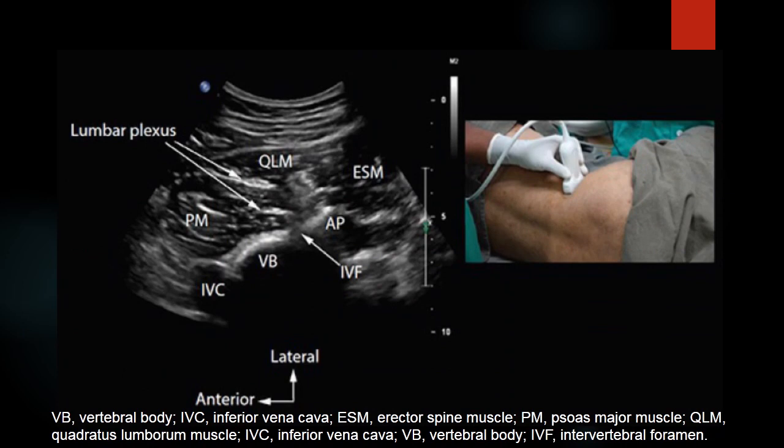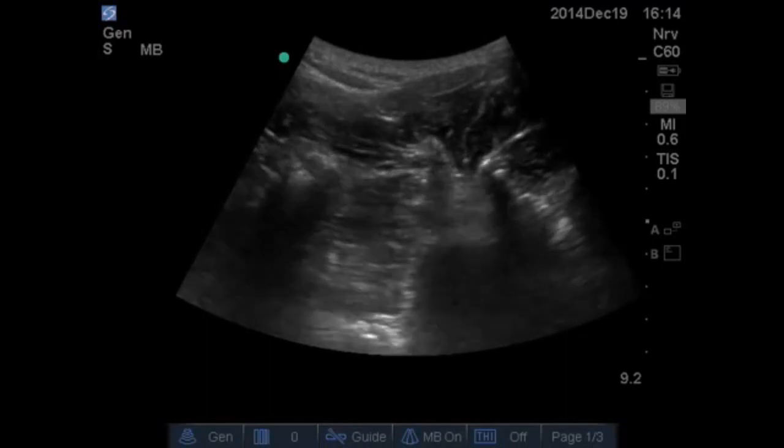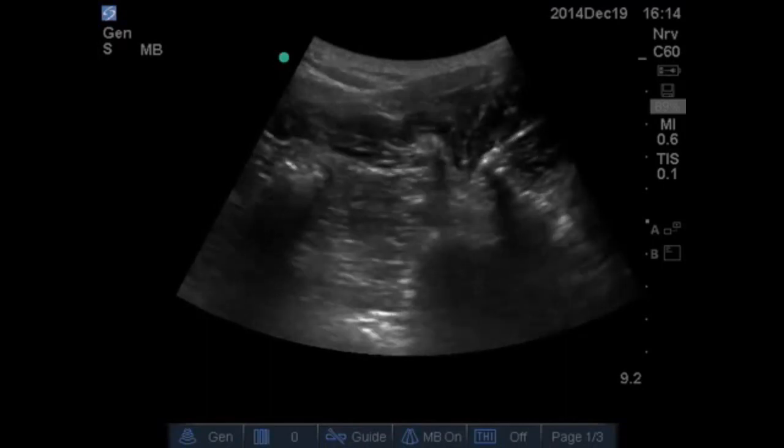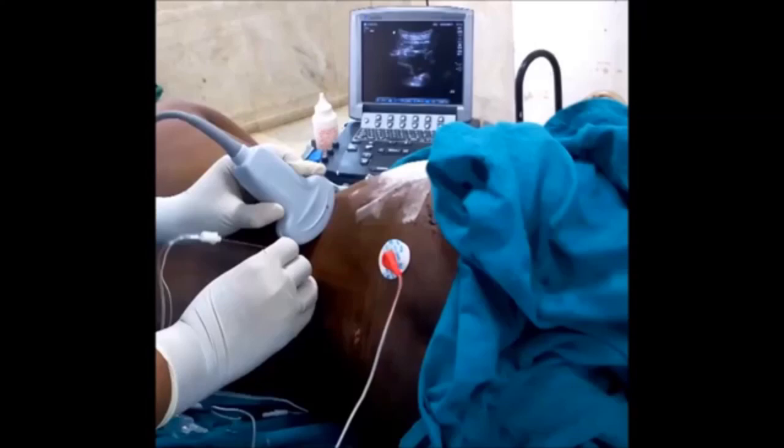From this position, if the transducer is gently tilted caudally, the acoustic shadow of the L4 transverse process disappears, and the ultrasound beam is now insonated through the intertransverse space, and at the level of the articular process of L4 vertebra. In the resultant sonogram, the psoas, erector spinae and quadratus lumborum muscles, the intervertebral foramen, and lumbar plexus are now clearly visualized. Let's check out real scanning. Let's have some real lumbar plexus block.